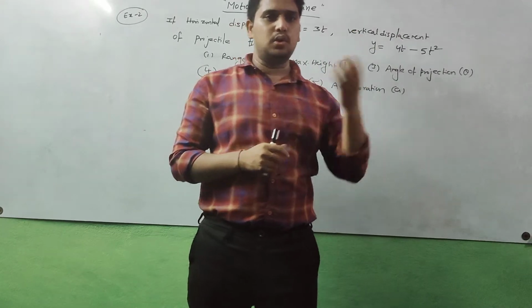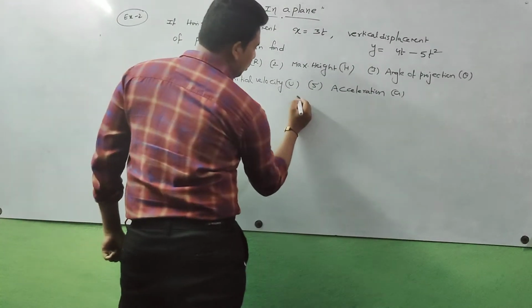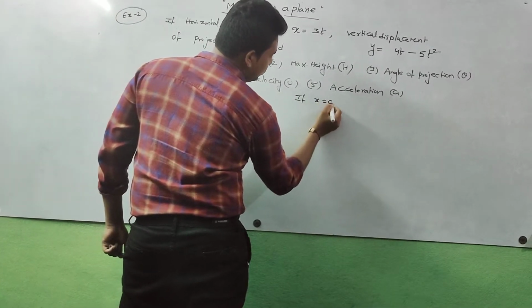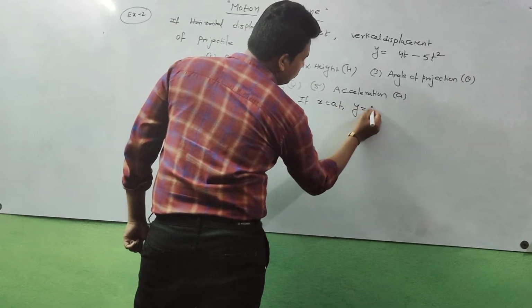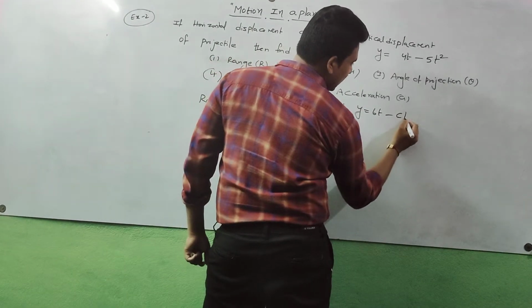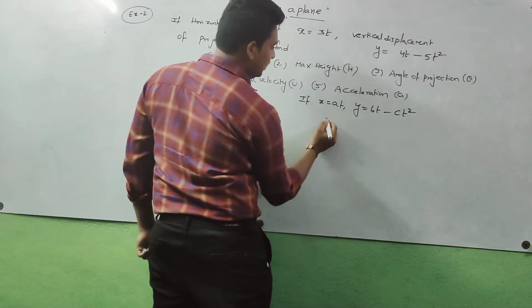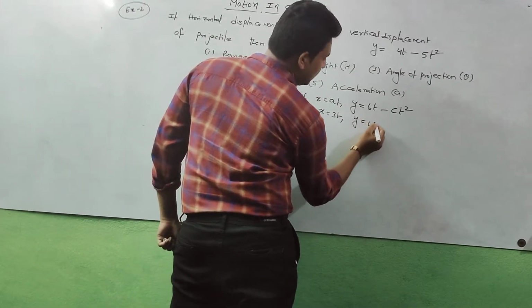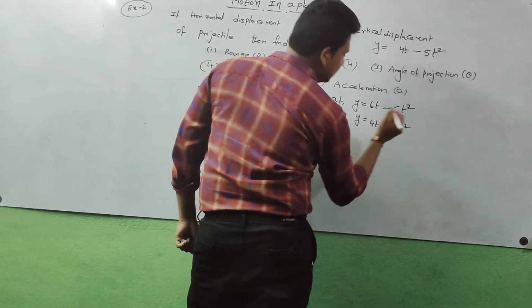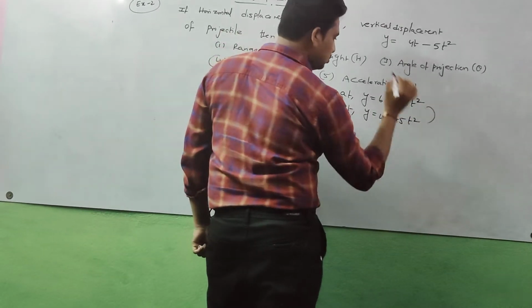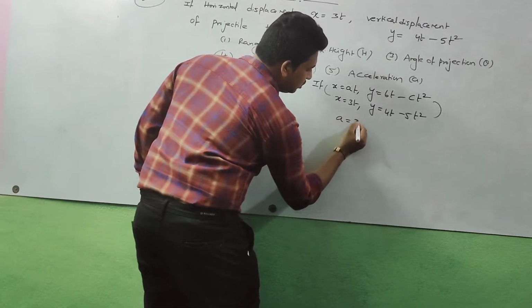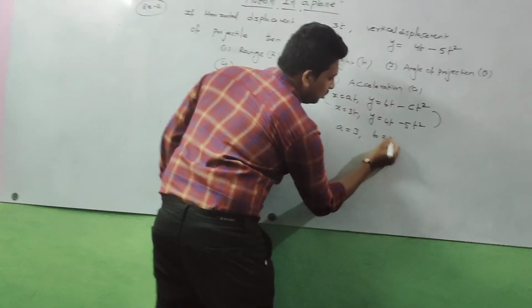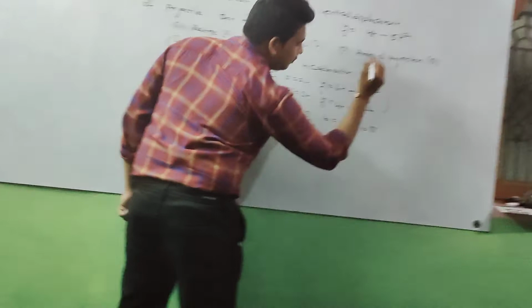x is equal to at, y is equal to bt minus ct square. So this is of the form. Observe carefully. x is equal to 3t is given, y is equal to 4t minus 5t square is given. Compare these two. What we got? a is equal to 3 here, b is equal to 4 here, c is equal to 5.